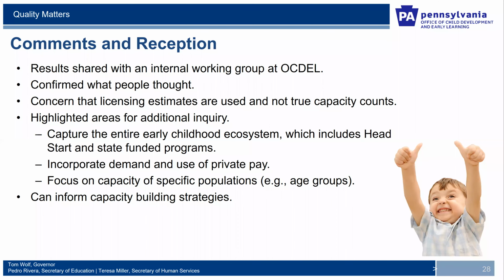The maps prompted working group members to inquire about creating a more robust picture of the early childhood ecosystem that could include data about Head Start, Early Head Start, or state-funded pre-K, or the capacity to serve specific populations like infants and toddlers. They also noted that they didn't have a good understanding of the demand and use of private paid childcare. Compared to the state maps, the ELRC maps were much more valuable for understanding where more local analysis should occur, and those maps would help inform capacity building strategies moving forward.